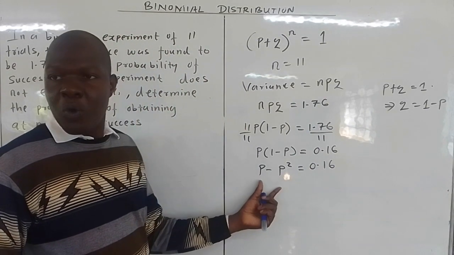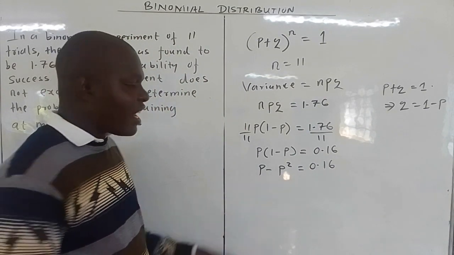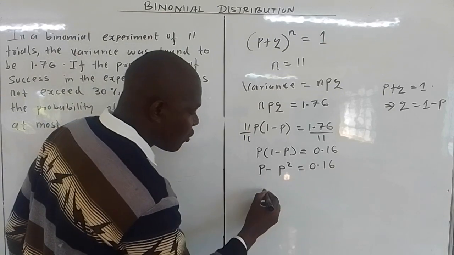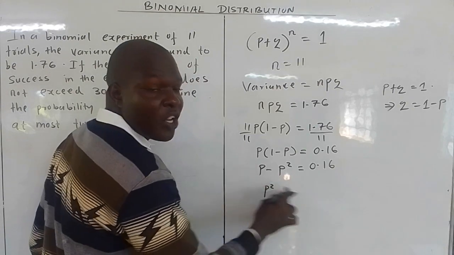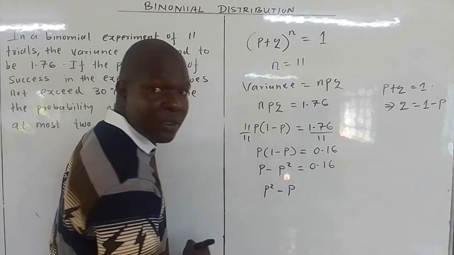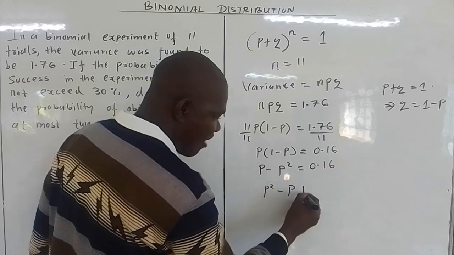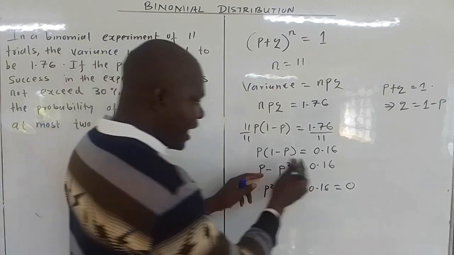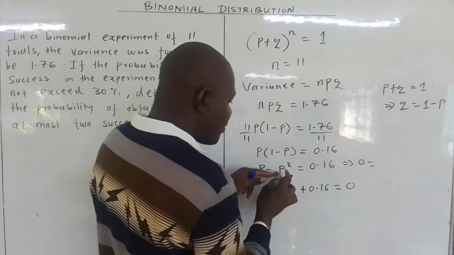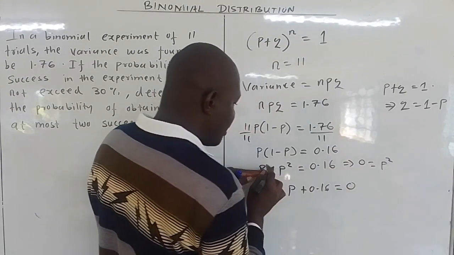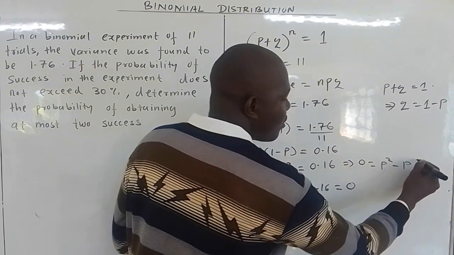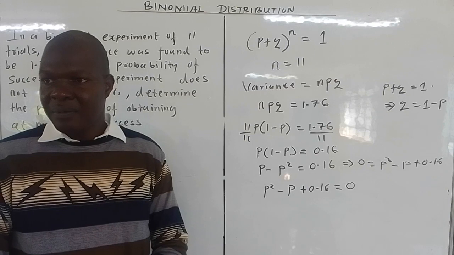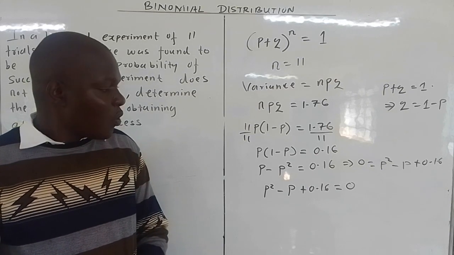So this is a quadratic. Can you rearrange it? Minus p squared going to the other side is positive p squared. Then p going to the other side is minus p, and the other side we already have plus 0.16. Here I've remained with 0 on one side, then I've just swapped. Are we together?